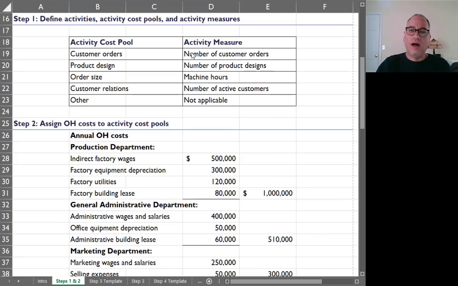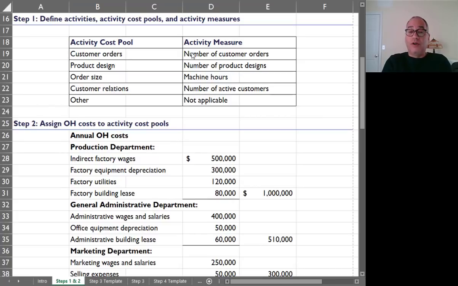Now for step 1, the first thing to do is to define your activities, your activity cost pools, and activity measures. In other words, what you're going to do is figure out how to split up your overhead into different cost pools, which are then going to be allocated in different ways. So I'm going to set up 5 cost pools in this situation.